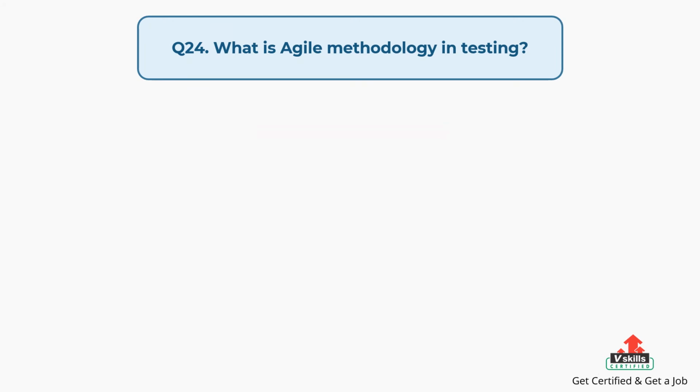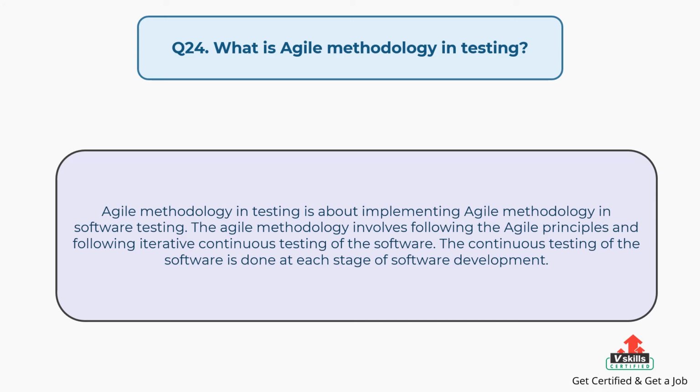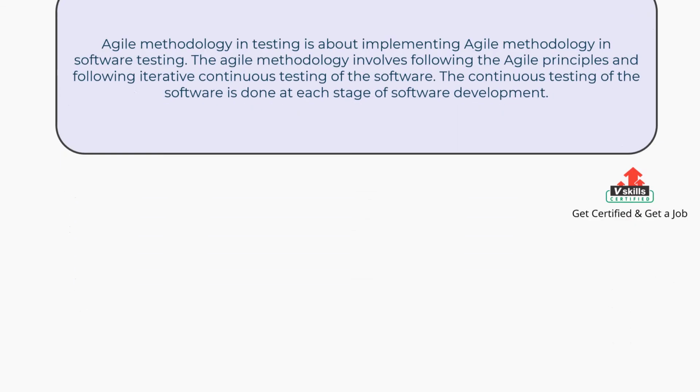Question number 24. What is Agile Methodology in testing? The answer is: Agile Methodology in testing is about implementing Agile Methodology in software testing. The Agile Methodology involves following the Agile principles and following iterative continuous testing of the software. The continuous testing of the software is done at each stage of software development.